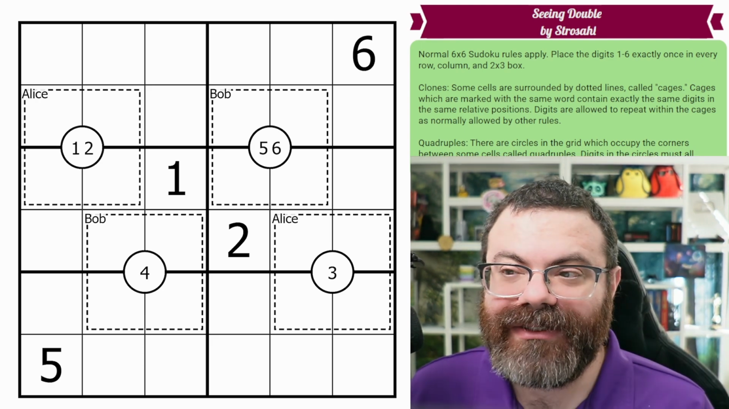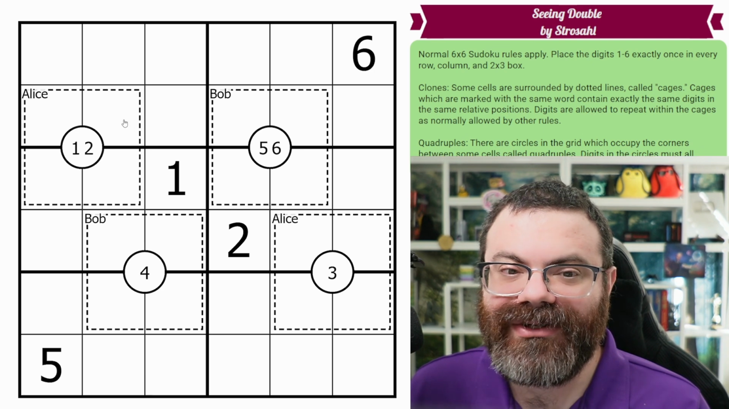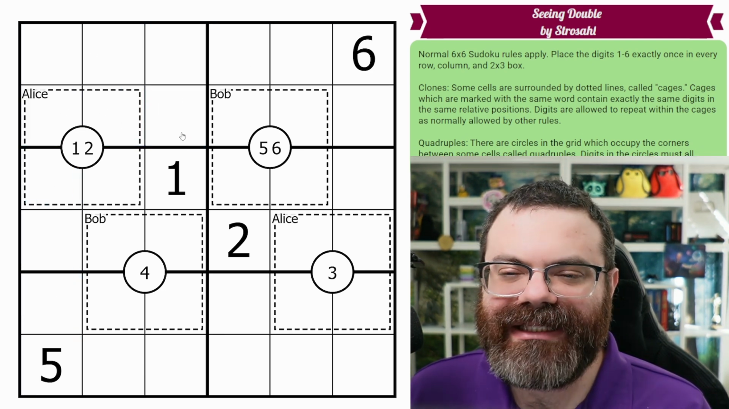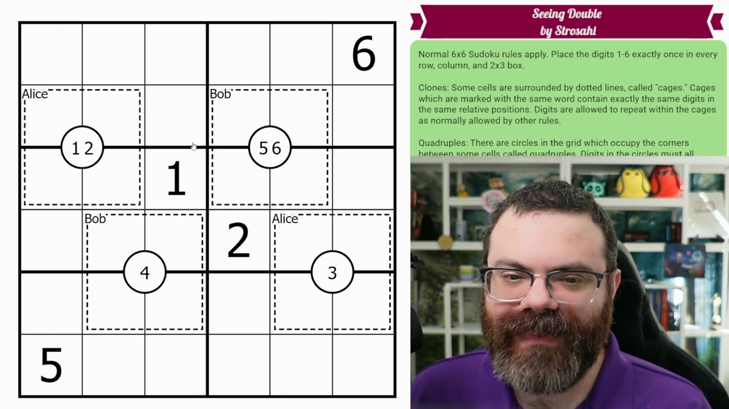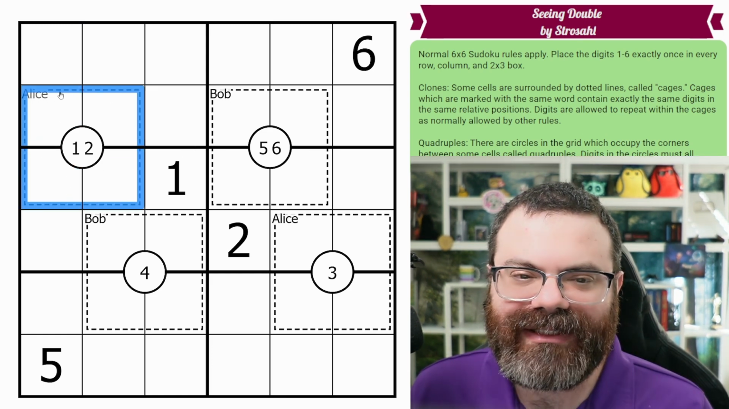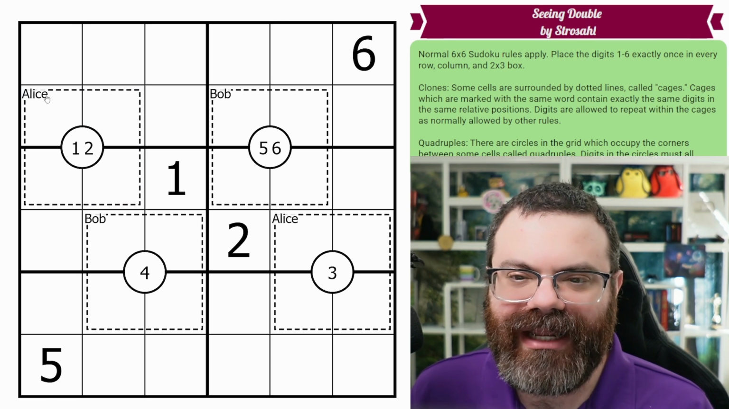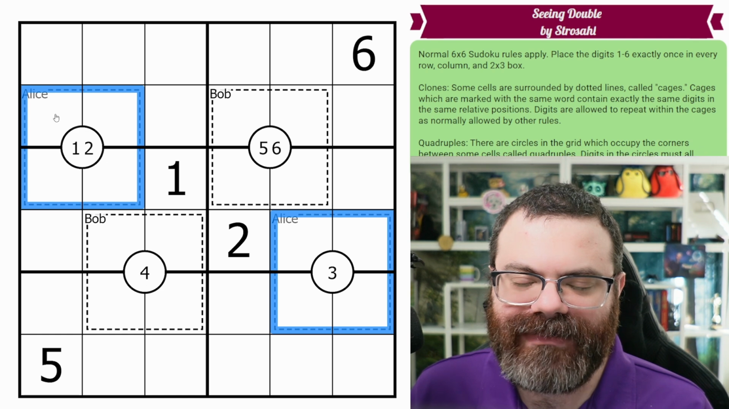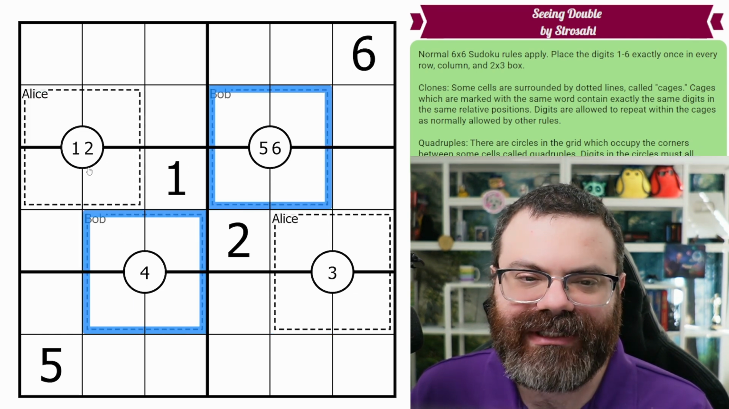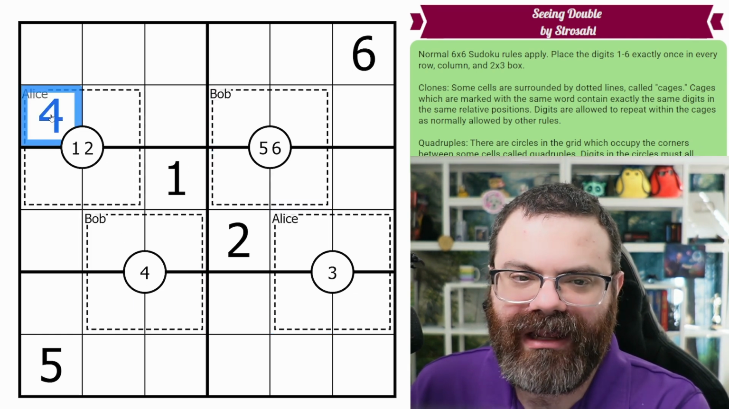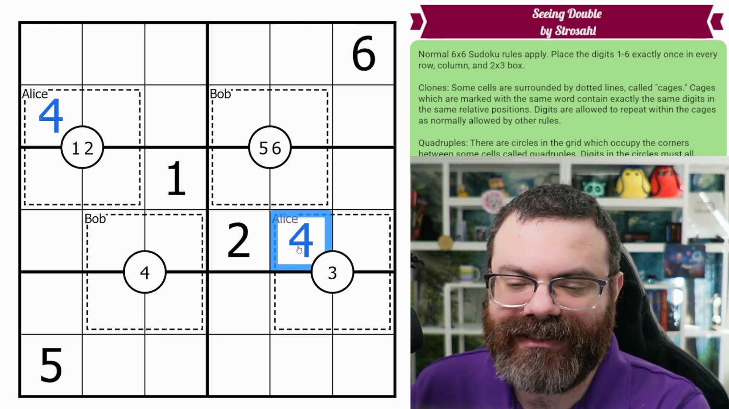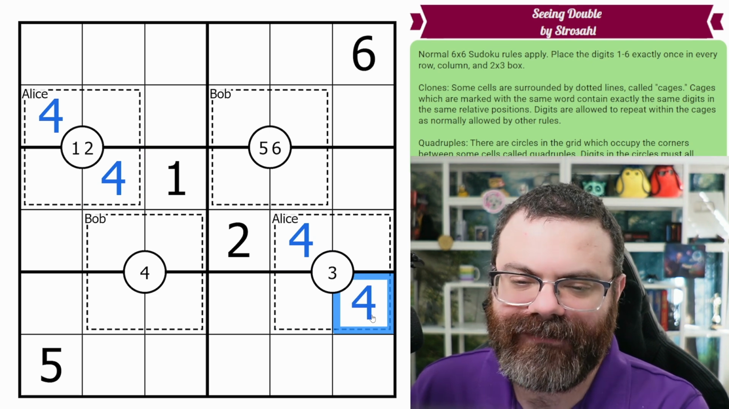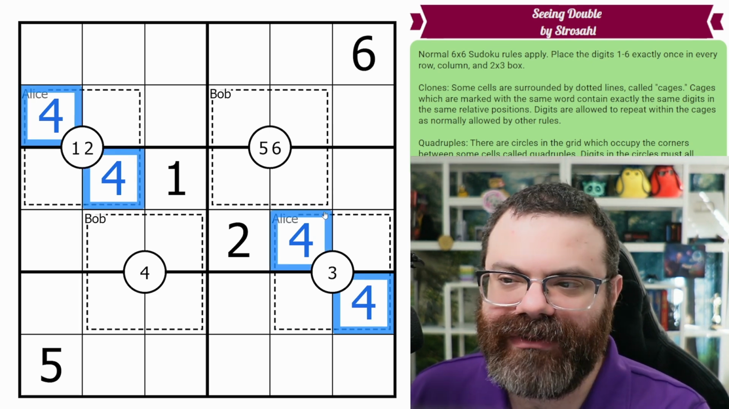So let's go over the rules to this puzzle. We have normal 6x6 Sudoku rules, which means in every row, every column, and every 2x3 box, we are placing the digits 1 to 6 exactly once each. We also have clones in the grid. So we have these cells surrounded by dotted lines labeled with a name, Alice and Bob. Alice always has the same digits in the same place, and Bob has the same digits in the same place. So if this was, say, a 4, then that would mean that this other Alice needs the same 4 in the same place. And if this was another 4, then Alice would need another 4 in the same place, right? You're allowed to repeat digits as long as Sudoku and other rules allow that.